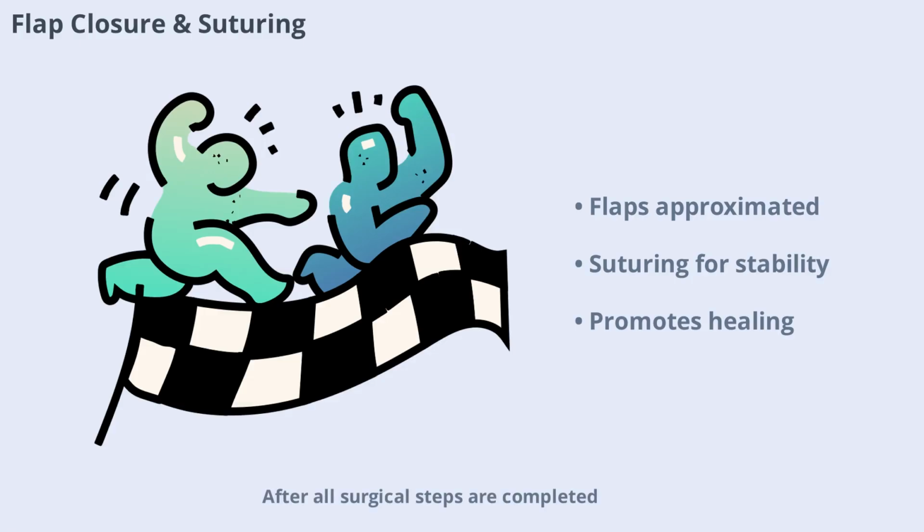After all surgical steps are completed, the mucoperiosteal flaps are carefully approximated and sutured back into position. This step is essential for protecting the surgical site, promoting healing, and maintaining the proper position of the remaining tooth and tissues. Proper suturing technique helps reduce the risk of infection and ensures a stable environment for recovery.